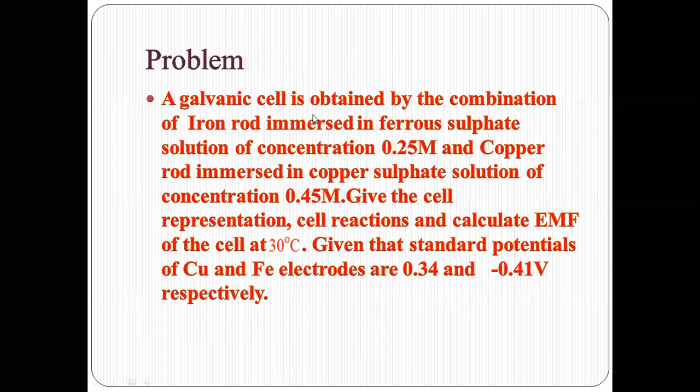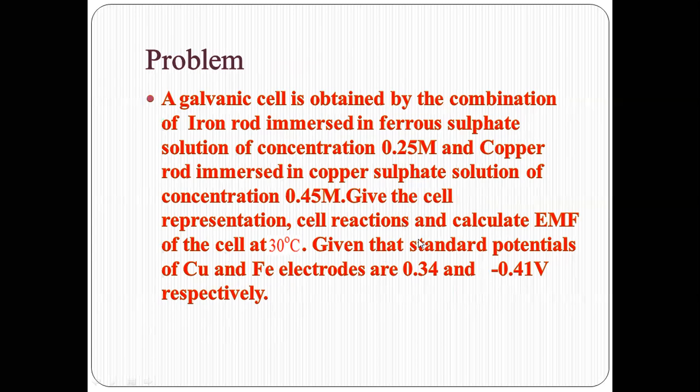A galvanic cell is obtained by the combination of an iron rod immersed in ferrous sulfate solution of concentration 0.25 M and a copper rod immersed in copper sulfate solution of concentration 0.45 M. Give the cell representation, cell reactions, and calculate the EMF of the cell at 30 degrees Celsius. It is not 25 degrees Celsius, so note down this 30 degrees Celsius. Given that the standard potentials of copper and iron electrodes are 0.34 volt and minus 0.41 volt respectively.